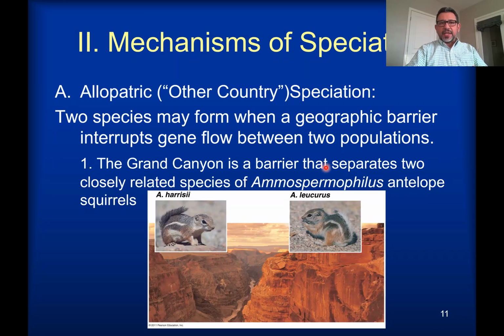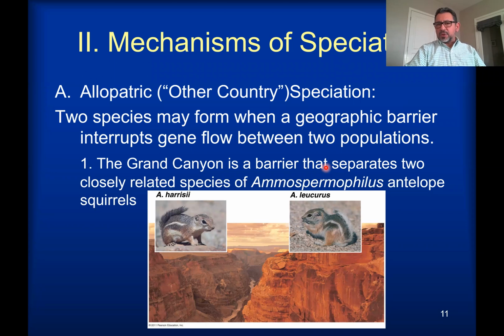I begin this presentation reminding you that the term speciation is one we use for describing the formation of new species. And there are two mechanisms that have been proposed for how this can happen. And one of those is going to be allopatric speciation. Allopatric means other country or another country.